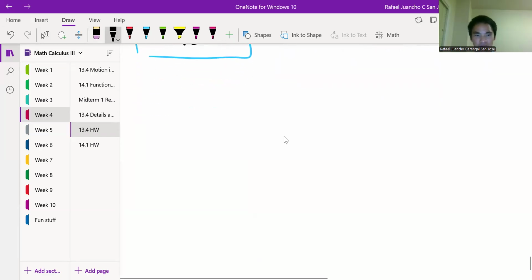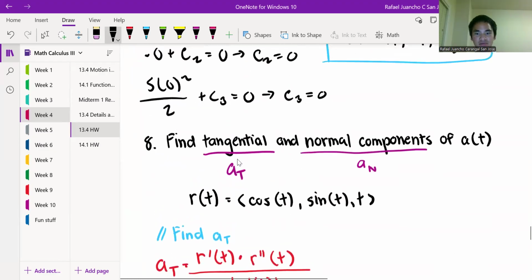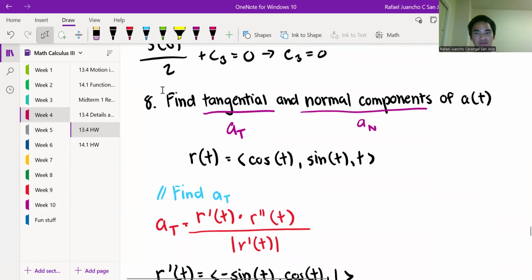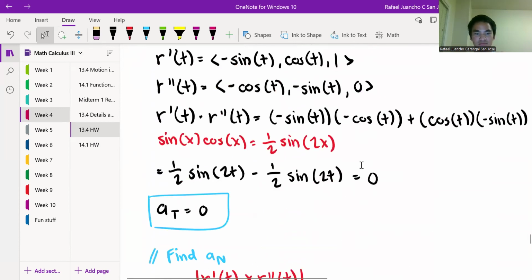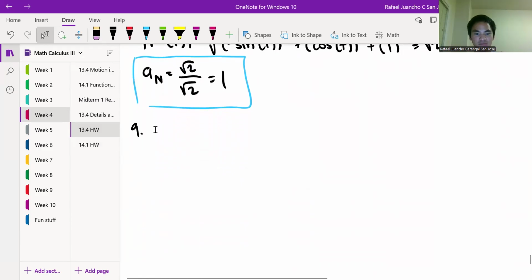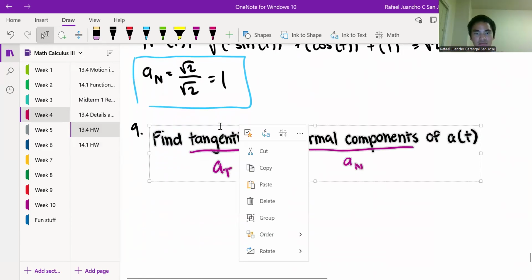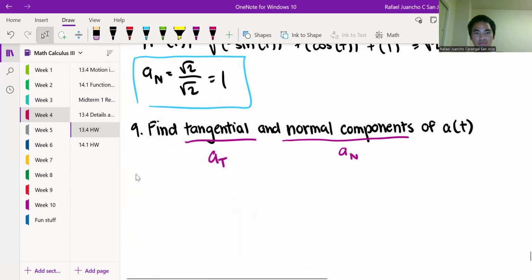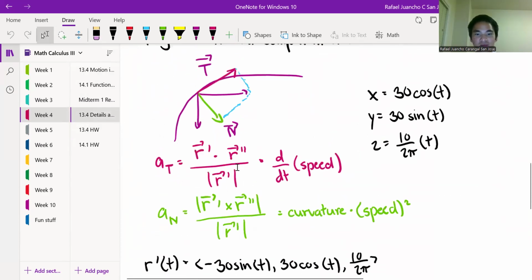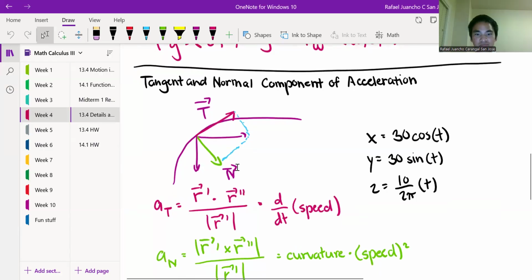Okay. Moving on. Let's see another example. Number 9. Again, we're being asked to find tangential and normal components. So same idea. I'm just gonna copy paste. I wish I had an example. Yeah, the tangent and the normal. So something like this, right? They're perpendicular. This is my acceleration, this part.